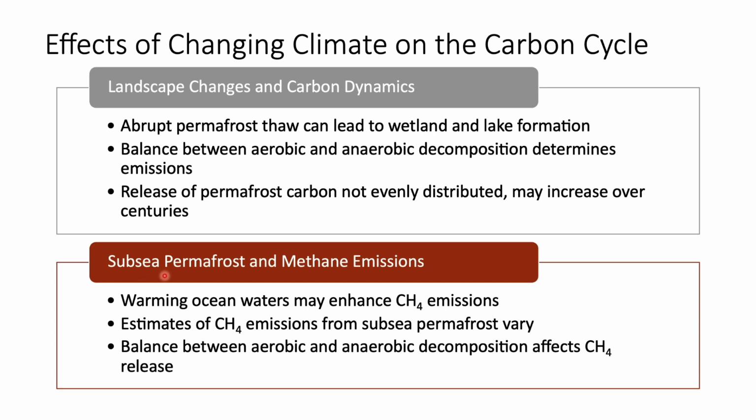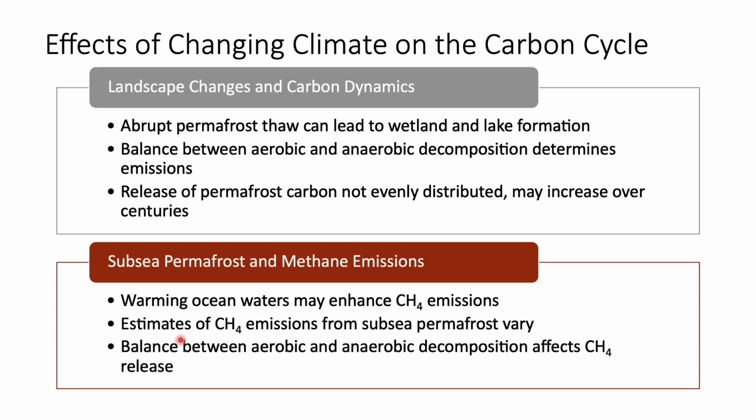So when we talk about the subsea permafrost and methane emissions, warming of ocean water may enhance methane emissions because, as we have seen, low temperature and high pressure keep the methane hydrate at the bottom of the sea. But when the temperature increases and also the pressure reduces, the methane hydrates may release more methane. So the estimates of methane emission from subsea permafrost actually vary. And similarly, depending on the depth, the pressure varies. So that means the release of methane also changes. The balance between aerobic and anaerobic decomposition also affects the methane release.